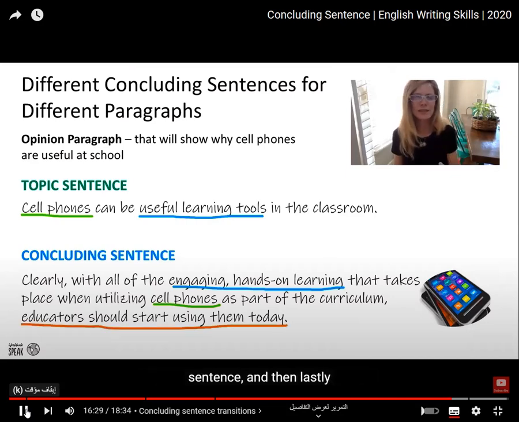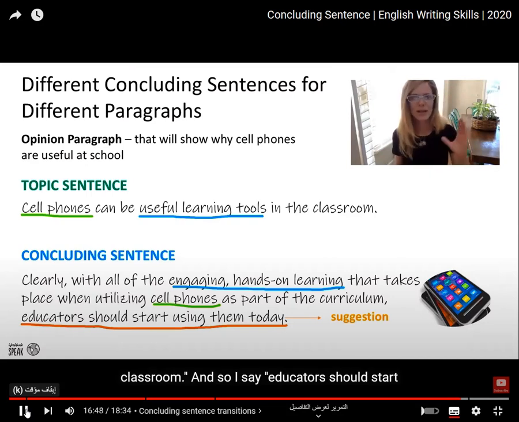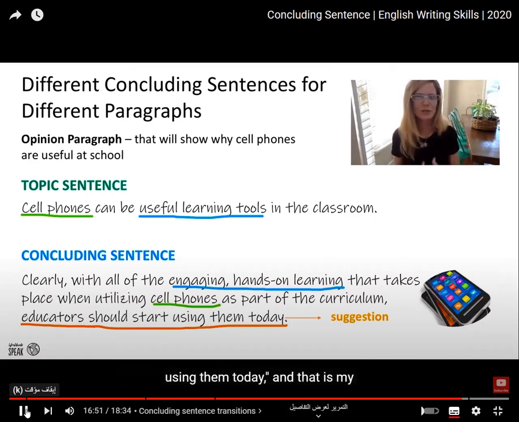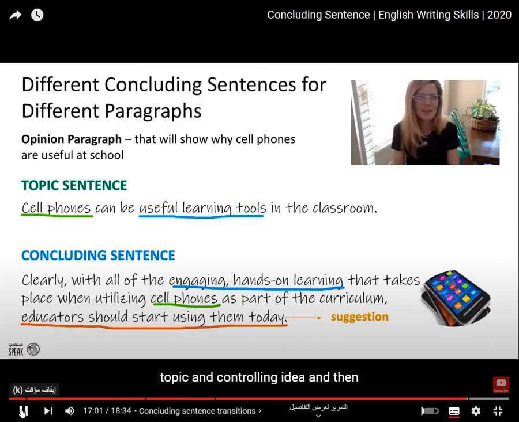And I show how it's a useful tool actually in the sentence. And then lastly, I leave the reader with a suggestion. That means I want them to think about using these cell phones. Maybe I have an educator reading my paper and they think, oh, after reading this paragraph, I'm going to start using cell phones in my classroom. And so I say, educators should start using them today. And that is my suggestion for the reader. So you can see here we've restated the topic and controlling idea, and then left the reader with something to think about.